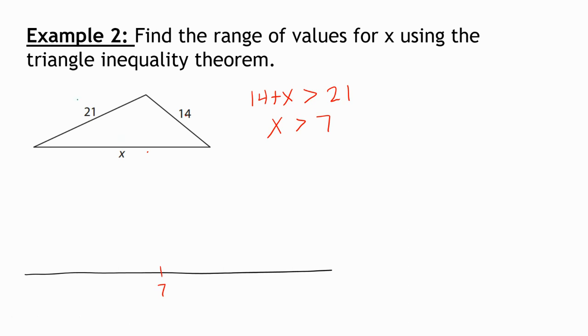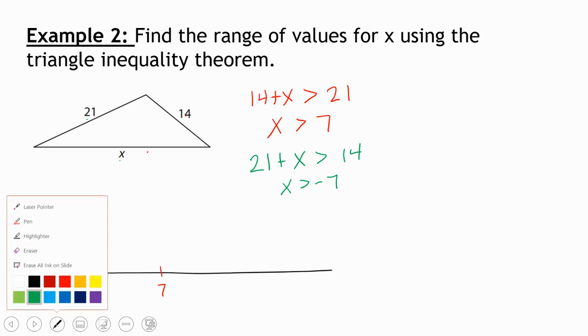The next statement based off of the triangle is adding these two sides together, 21 and x. I know that if I add 21 and x together, it should be larger than 14. Whenever I subtract 21 on both sides for this one, I get that x is greater than -7. So I'm also going to add -7 to my number line. Obviously, my number line is not drawn to scale, so I'm just putting them in the correct location. I know negatives are to the left.